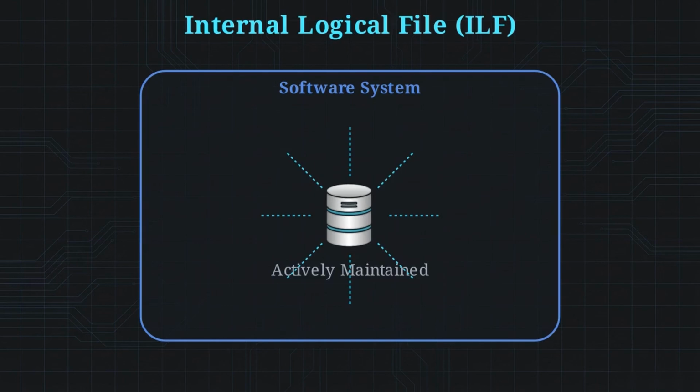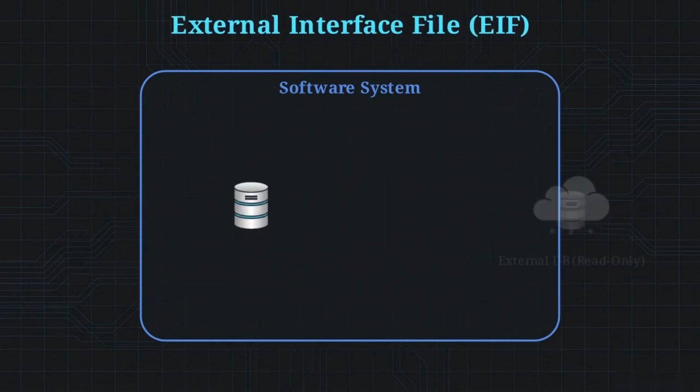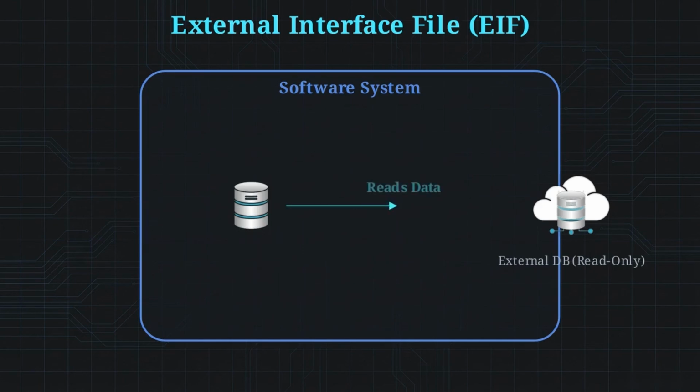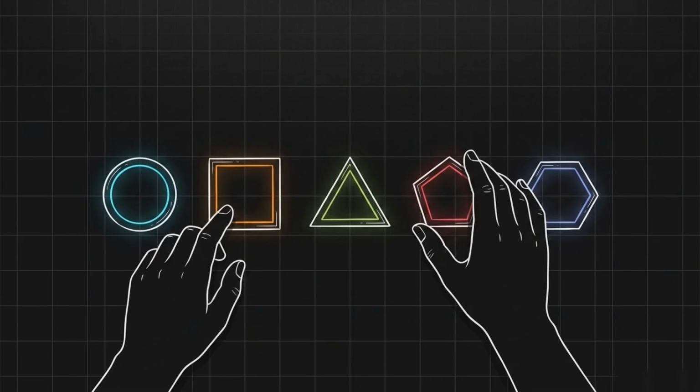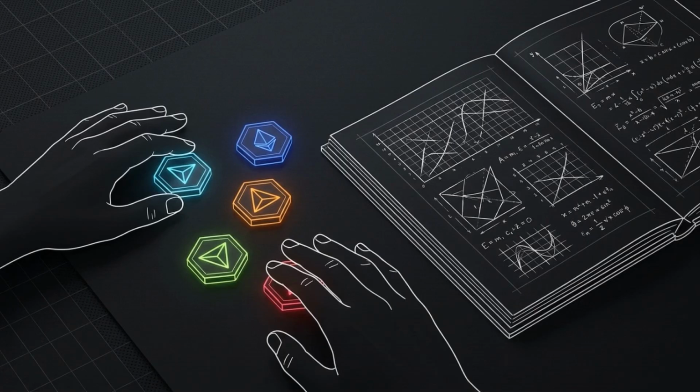An external interface file, or EIF, is data the software needs to access but does not maintain. If an online shopping site connects to a third-party payment gateway to verify a transaction, the shopping site is reading an external database it does not own. Every feature requested in a software project will fall into one of these 5 categories of data movement or storage. These are the raw materials we need for our mathematical calculation.